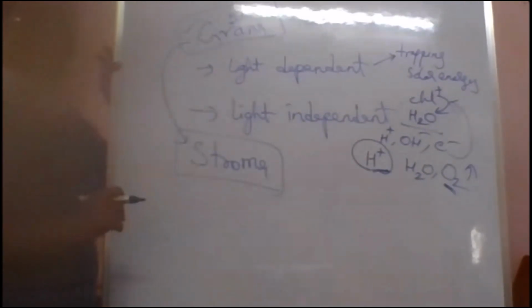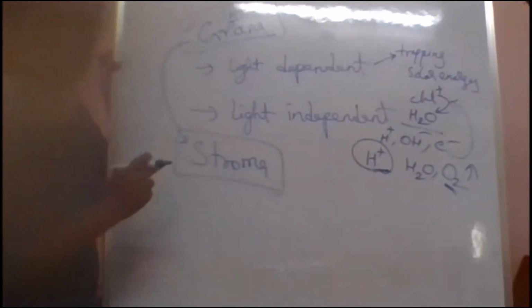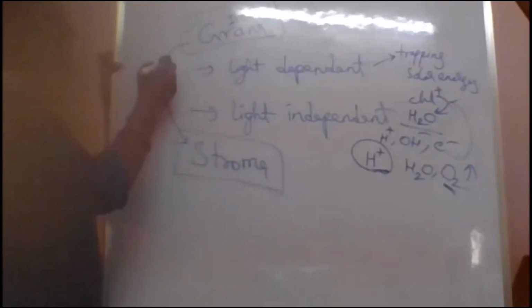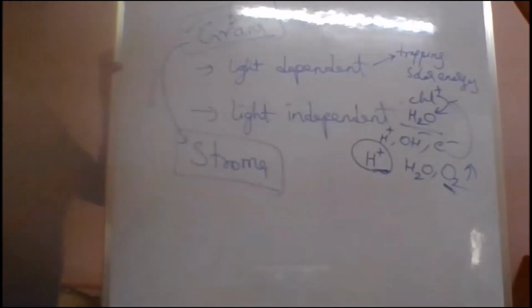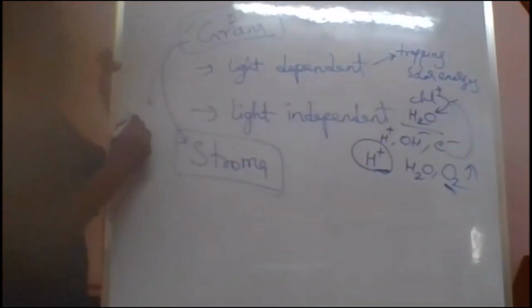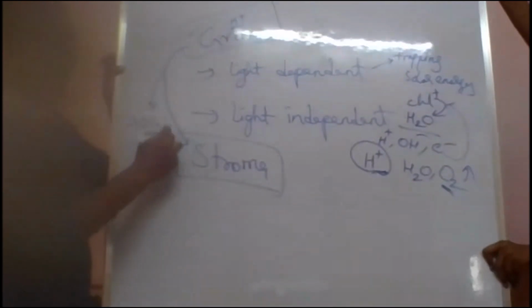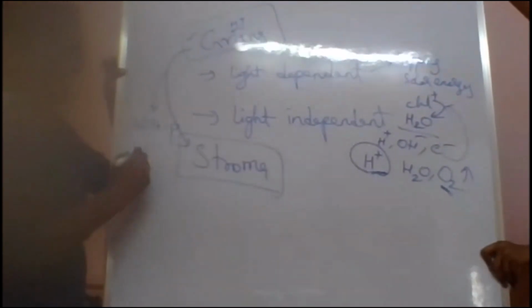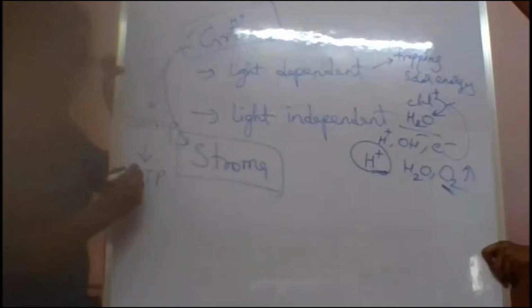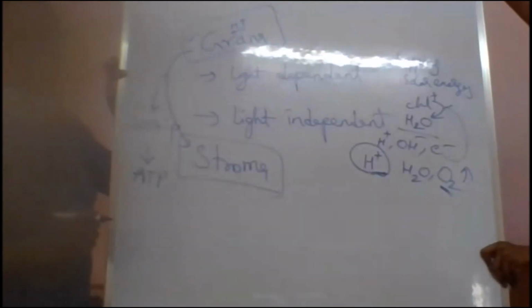They are charged particles. You know, movement of charged particles will release some energy. Whatever energy is released, that energy is trapped by ADP and inorganic phosphate to form ATP.